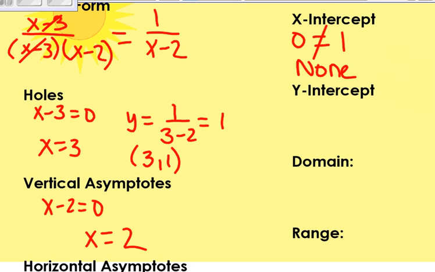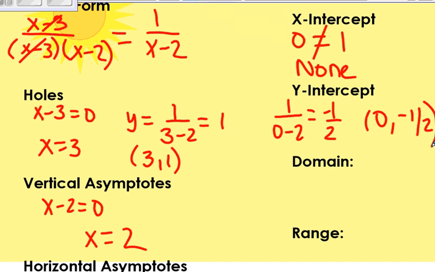For our y-intercept, we're going to take 0 and plug it back into our remaining equation. So we've got 1 over 0 minus 2, which will give us a negative 1/2. Now, a y-intercept is actually a point. So for the y-intercept, the x is always 0, and then negative 1/2 would be our y value.